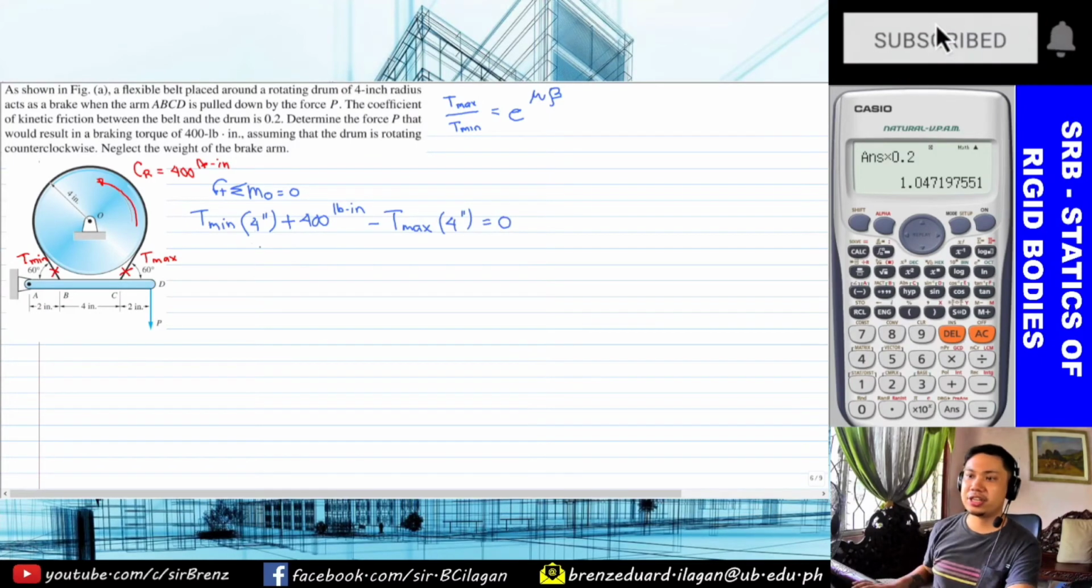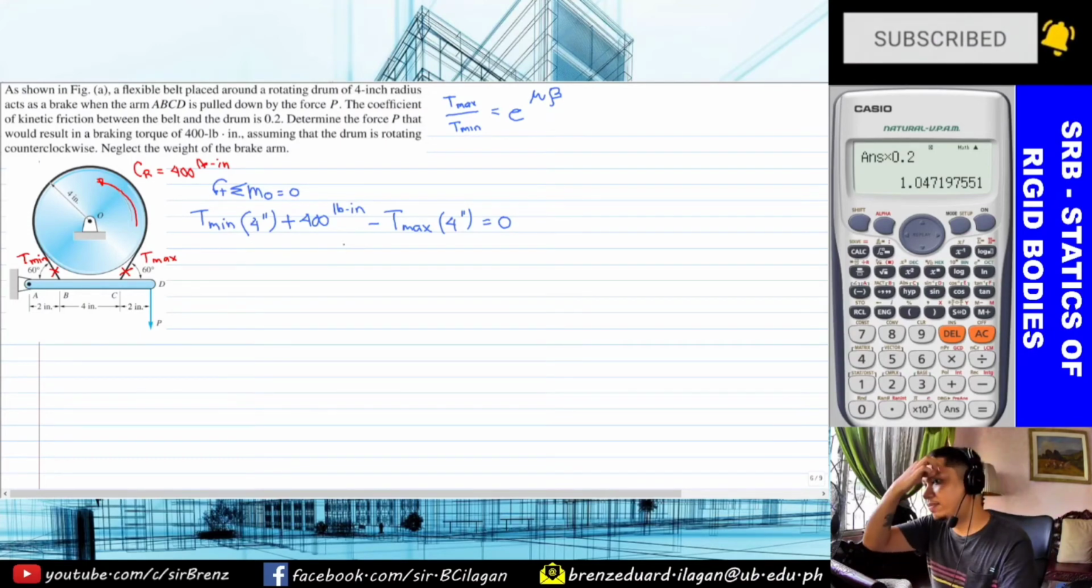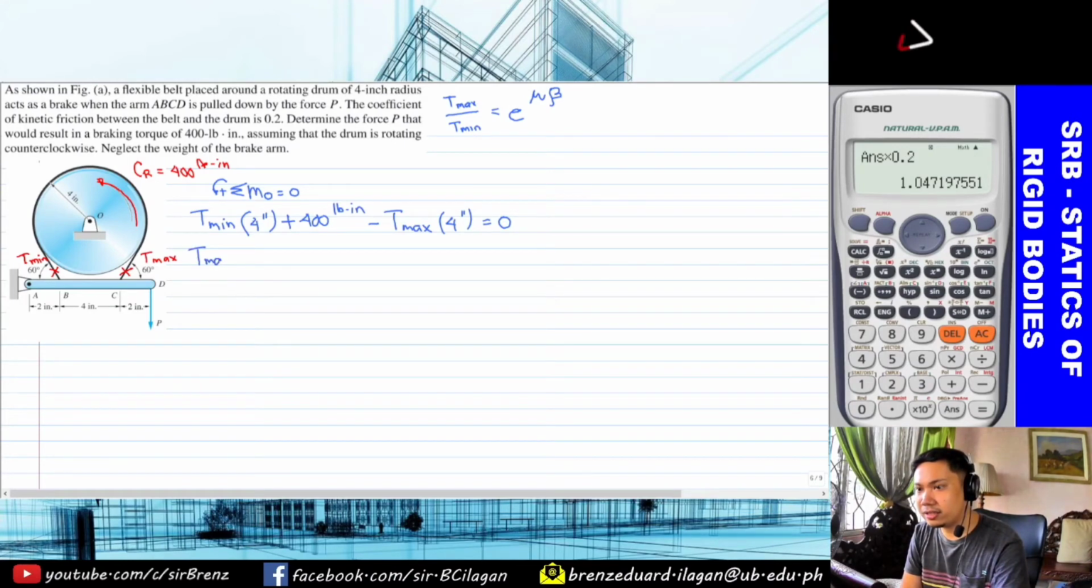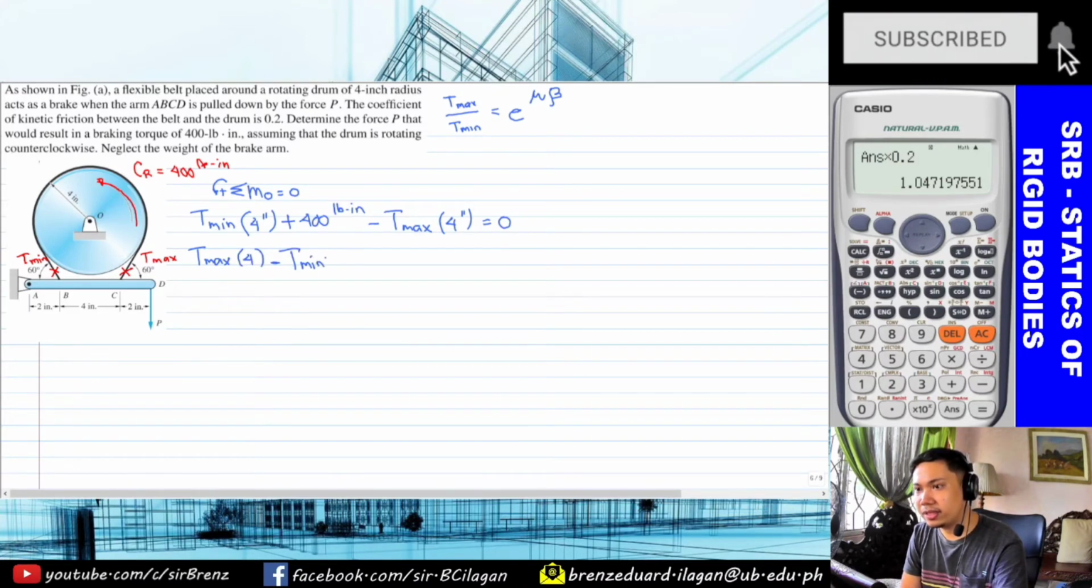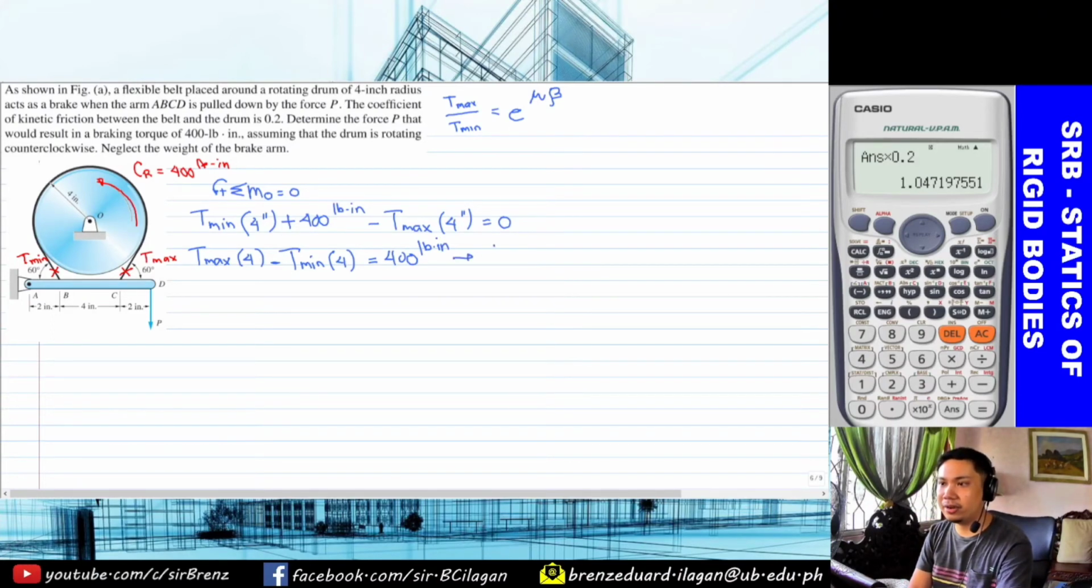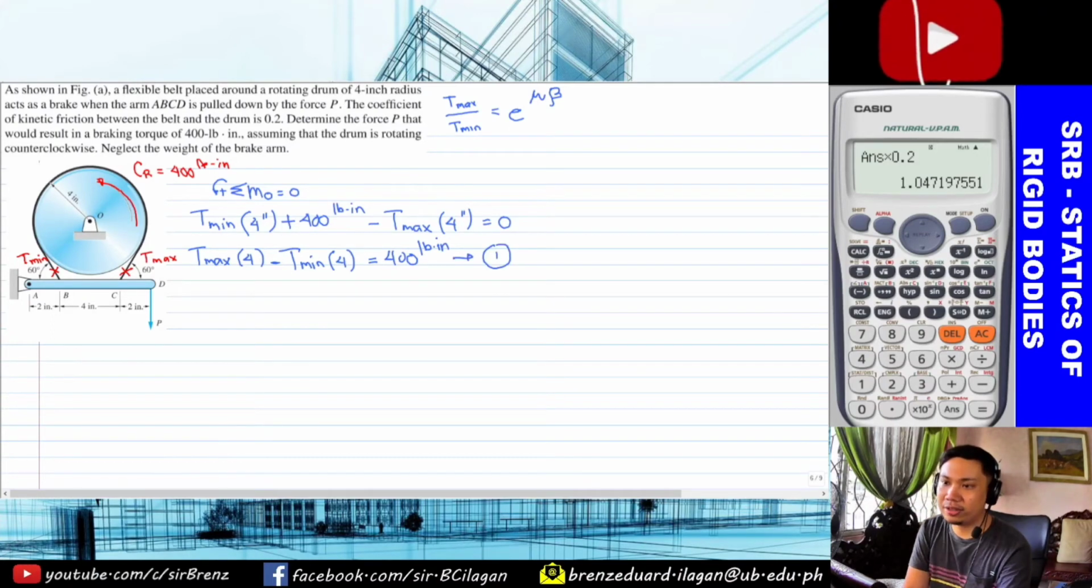So, let's rearrange it. We put T max in front. I'll transpose this to the other side. So, that will be T max times 4, and then I transpose minus T min, times 4, equals 400 pound-inches. I'm just rearranging it. I will name this as my equation number 1. So, why did I do that?